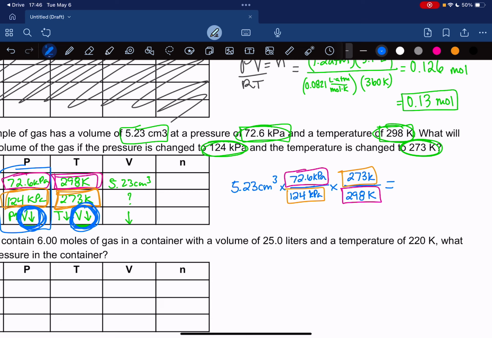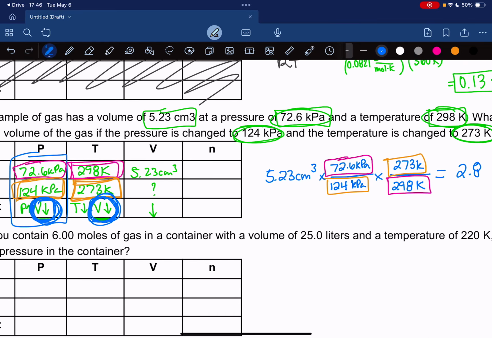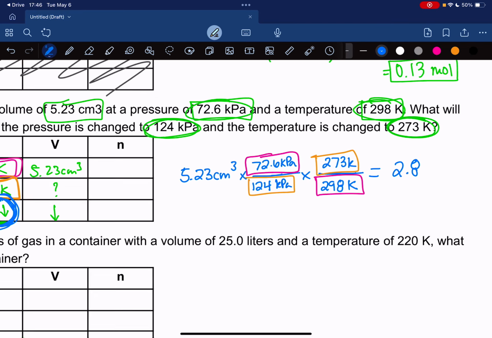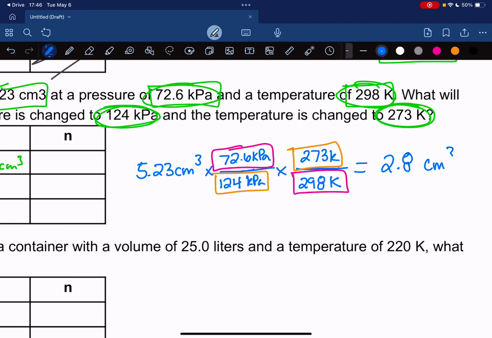5.23 times 72.6 divided by 124 times 273 divided by 298. And I got 2.8 cubic centimeters.